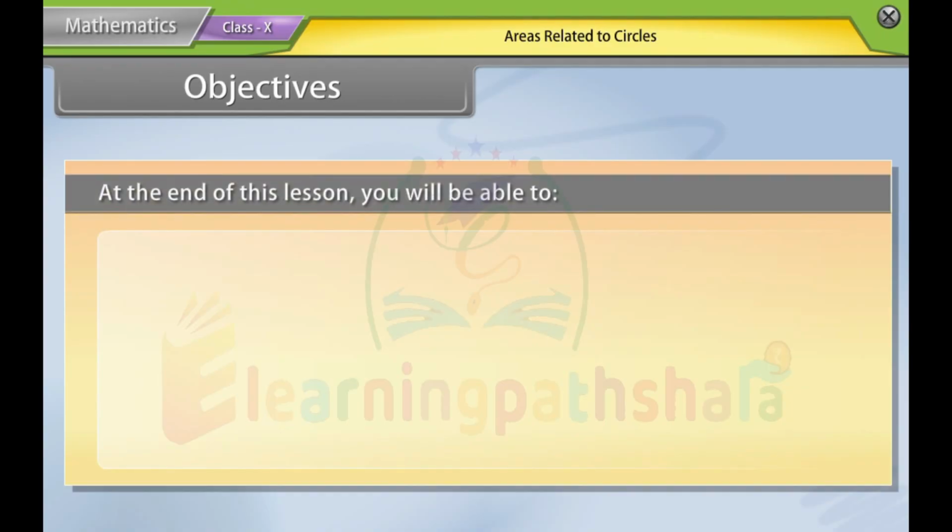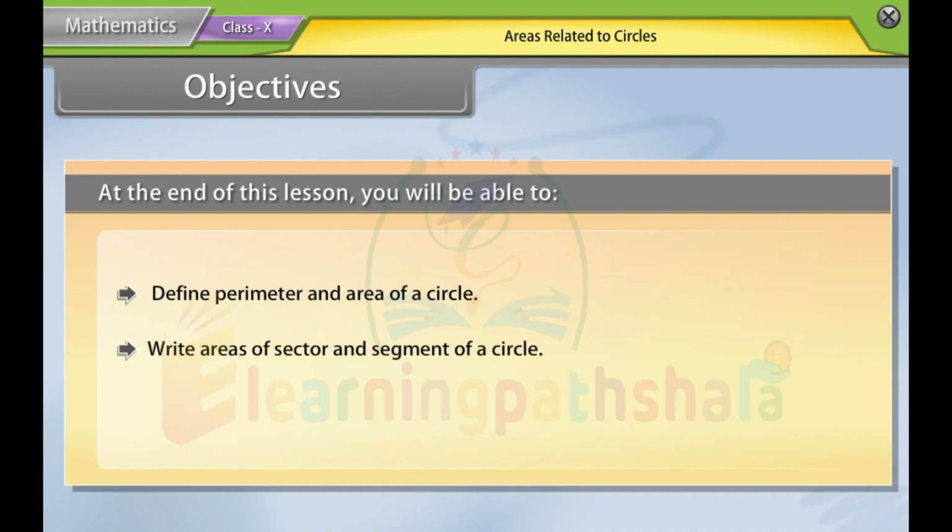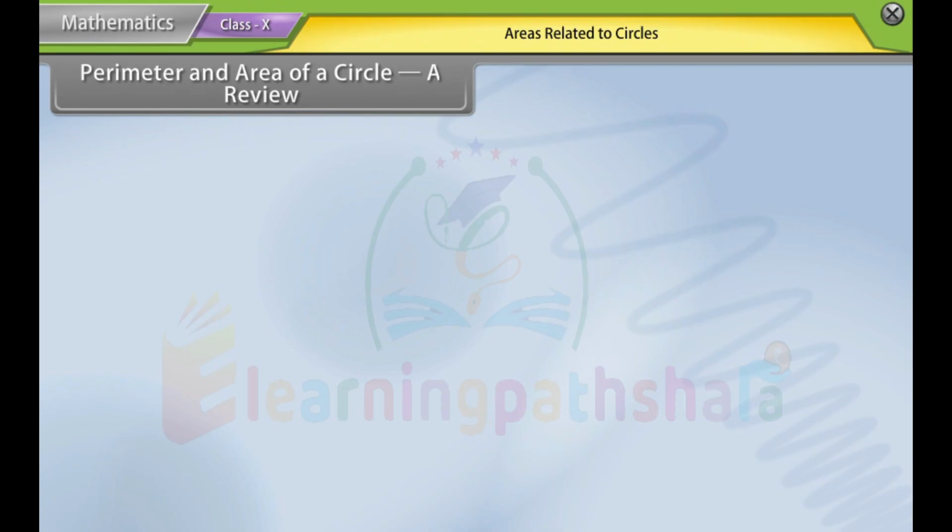At the end of this lesson you'll be able to define perimeter and area of a circle, write areas of sector and segment of a circle, and calculate areas of combinations of plane figures, perimeter and area of a circle.